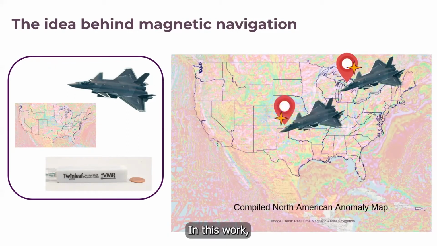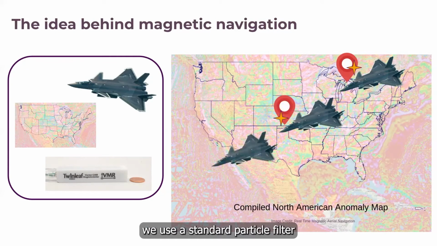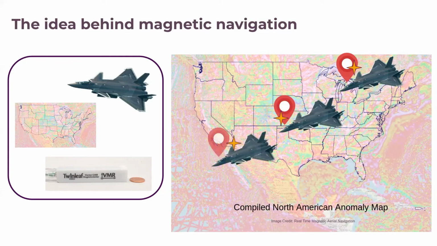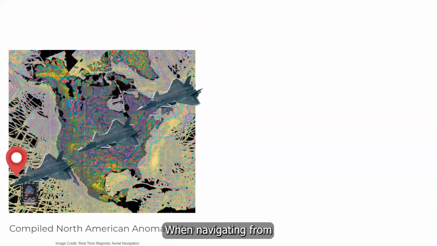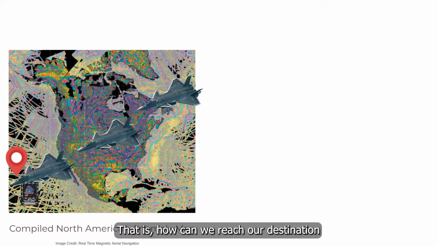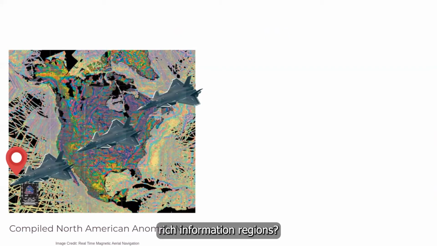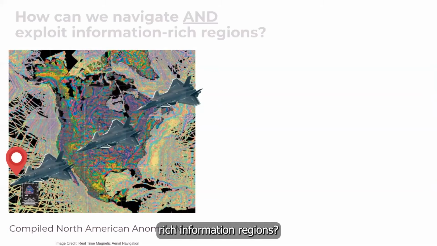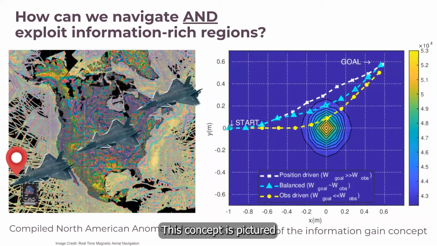In this work, we use a standard particle filter to process the magnetometer measurements. When navigating from one location to another, the accuracy will depend on the anomalies available along the path taken. But what if we intentionally plan the agent's path to gain more information? That is, how can we reach our destination while exploiting rich information regions? This concept is pictured on the right plot.